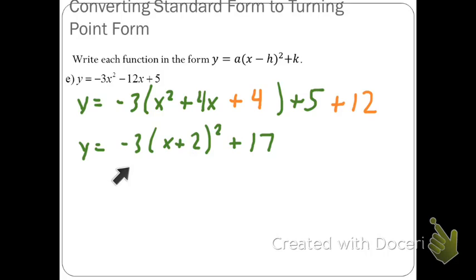I can tell that my a is negative 3. I can see that the vertex of this parabola would be negative 2, 17. There's how you change a standard form quadratic function into a turning point form quadratic function. Well done. We'll see you with the next video.